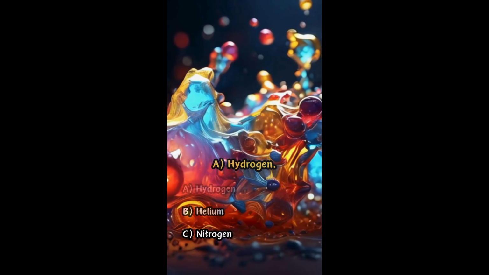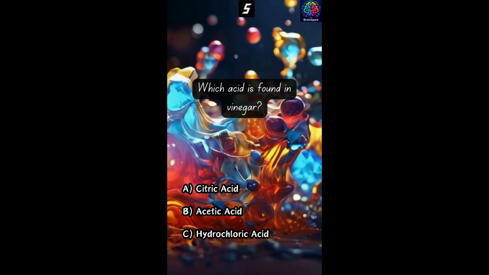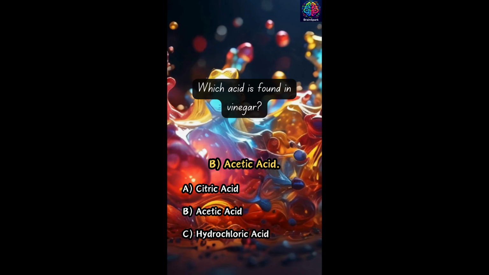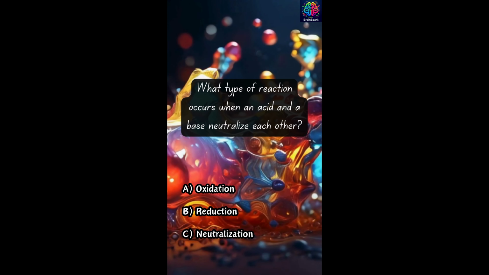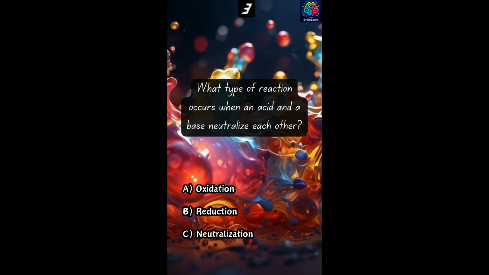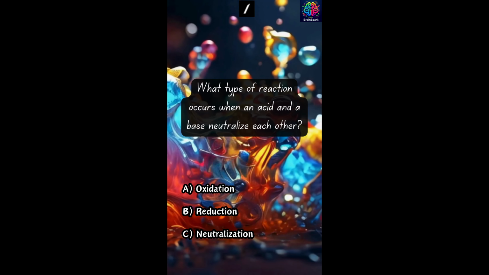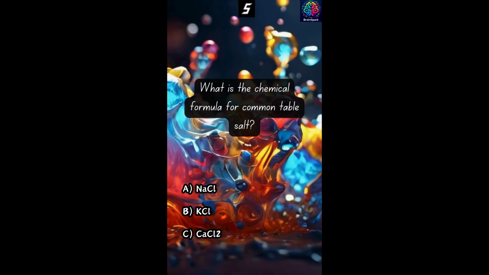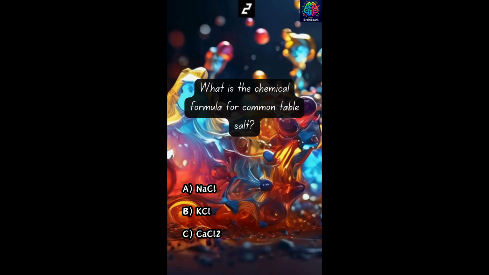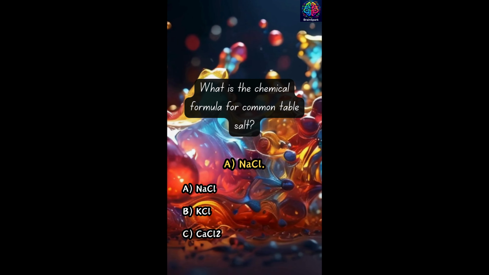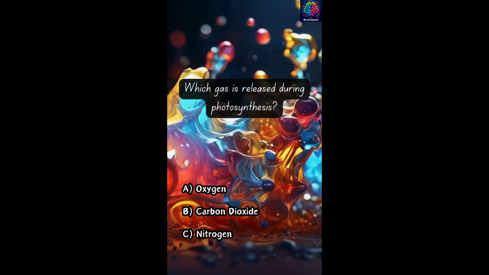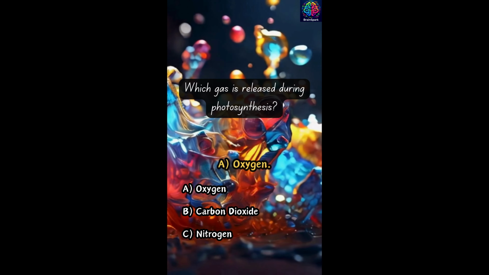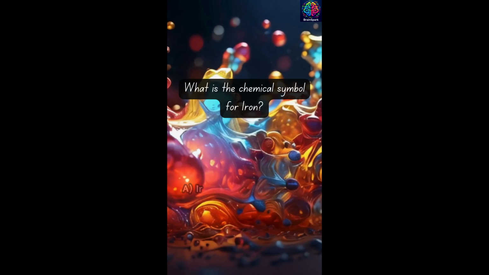A. Hydrogen. Which acid is found in vinegar? B. Acetic acid. What type of reaction occurs when an acid and a base neutralize each other? C. Neutralization. What is the chemical formula for common table salt? A. NaCl. Which gas is released during photosynthesis? A. Oxygen.